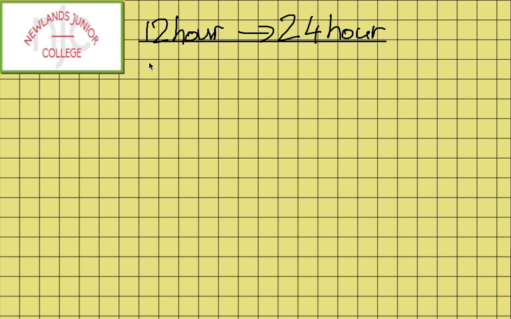Let's start with an example. Let's go with 9:30 AM. So, first thing you need to notice, AM obviously means in the morning, before midday. If we move from this 12-hour version to the 24-hour equivalent, because it's in the morning, you don't add or take away anything. You simply write the 3 digits as you see them here.